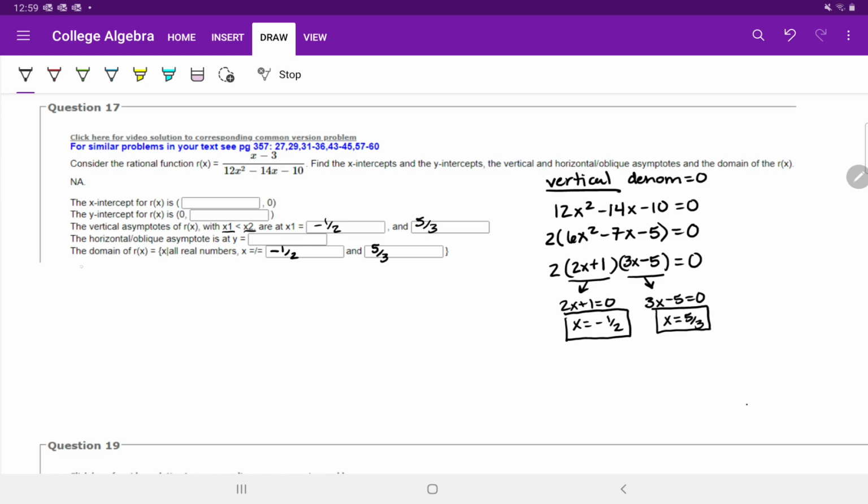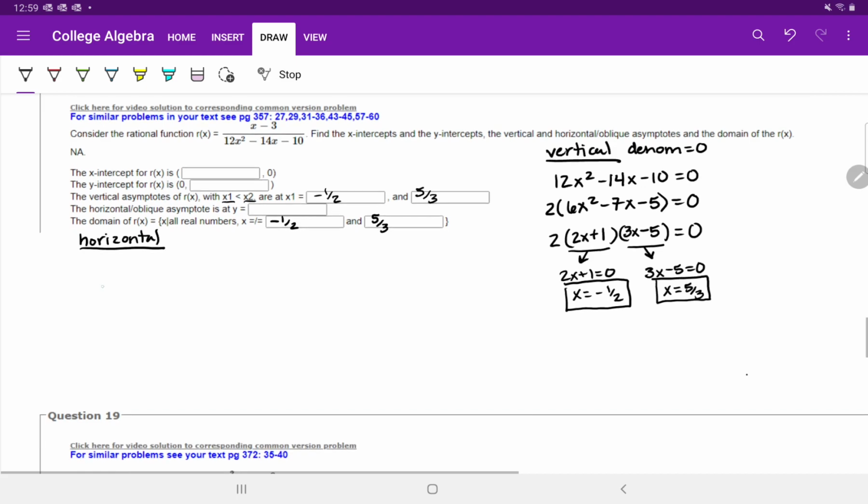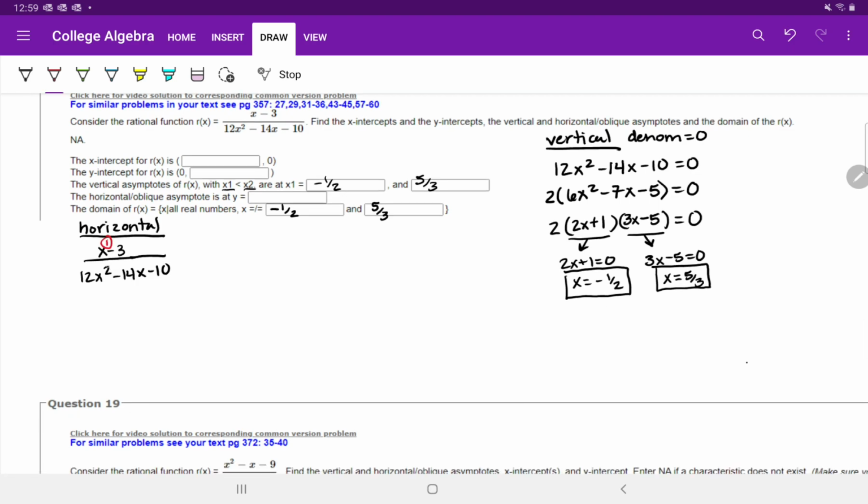Now let's deal with horizontal asymptotes. To do horizontal, we have to compare our top exponent and our bottom exponent. So we have x minus 3 over 12x squared minus 14x minus 10. Our top exponent, our biggest one, is 1, and bottom is 2. If your bottom degree is bigger, you have a horizontal asymptote at y equals 0. And since we have a horizontal asymptote, we don't even have to look for oblique.